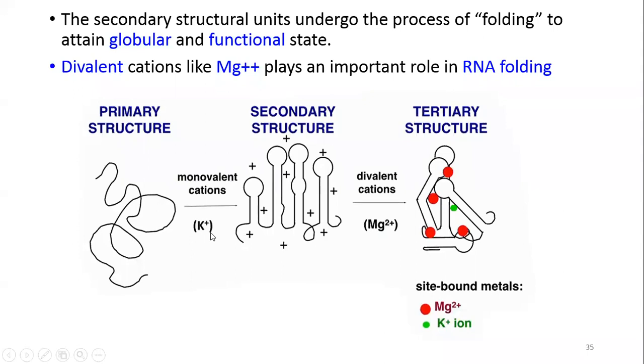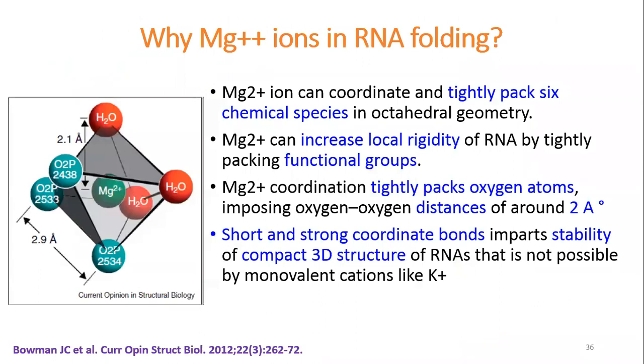So it is K plus ion that maintains the secondary structure, and it is this Mg plus plus ion, or Mg dipositive ion, that would eventually result in formation of tertiary structure. Okay, so now one might ask why nature might have selected Mg dipositive ion in RNA folding. There are a few reasons behind this.